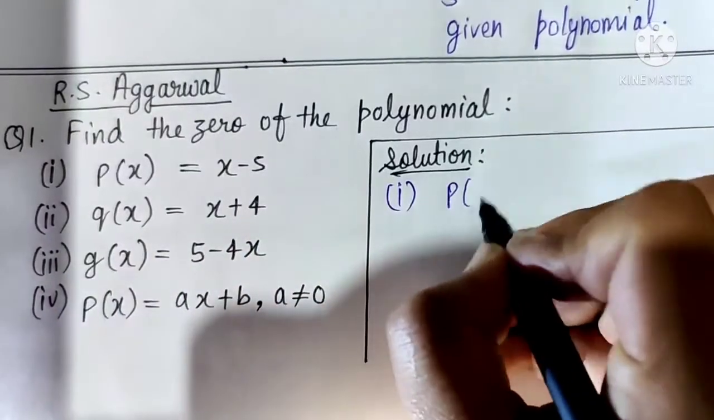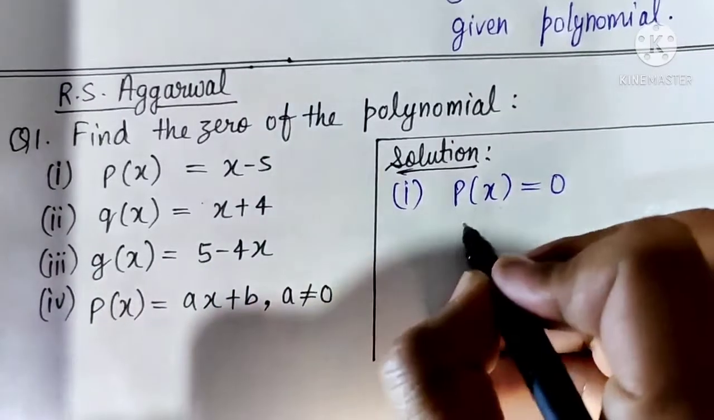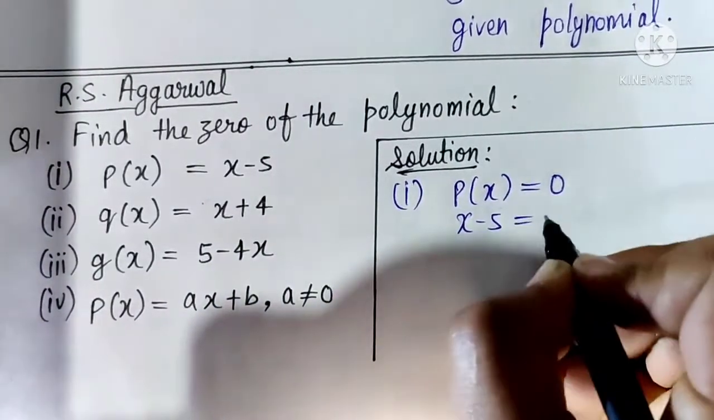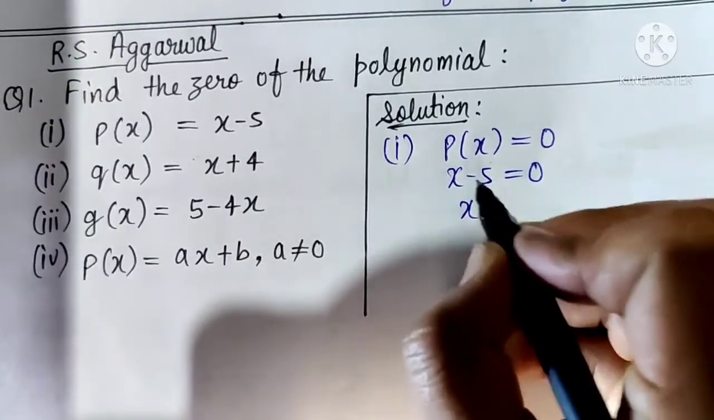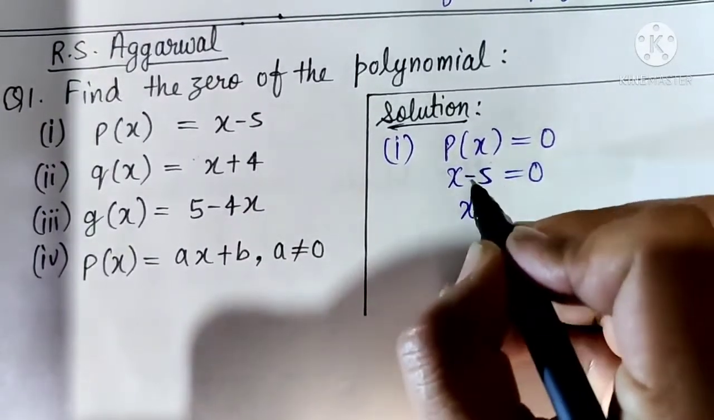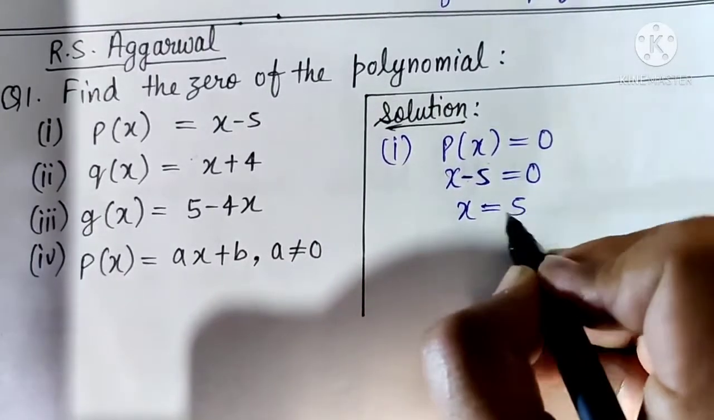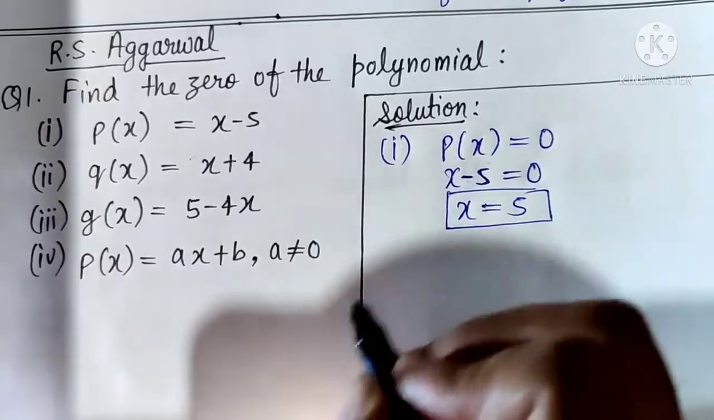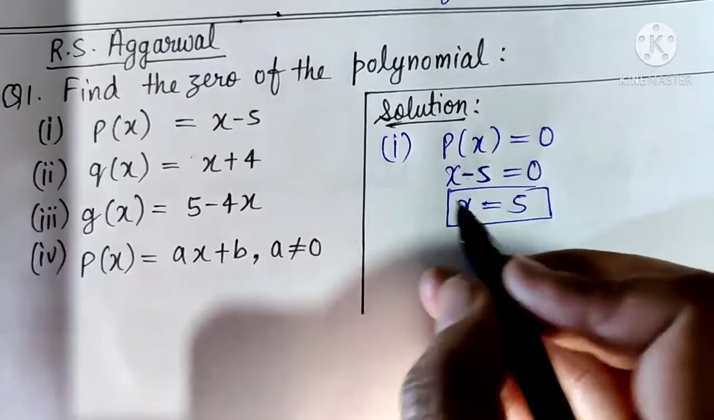So what we will do, we will put p(x) equals 0. Now what is p(x)? p(x) is x minus 5. So it means x minus 5 is equal to 0. So what will happen? x will remain here. This 5 will go that side. Right now it is minus 5, so when it goes to the right hand side, it becomes plus 5. So it means x value came 5. So it means if we put 5 in place of x, what can come? 0.